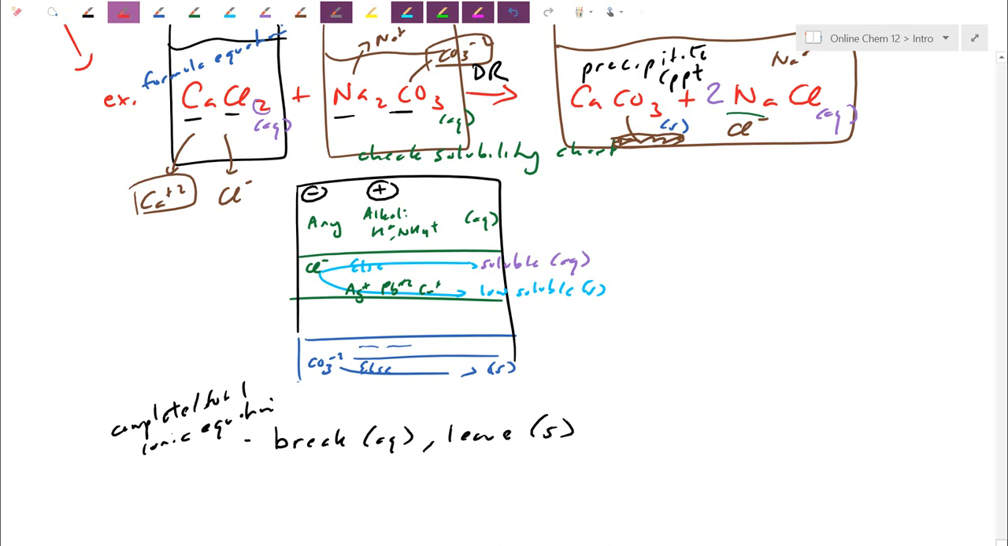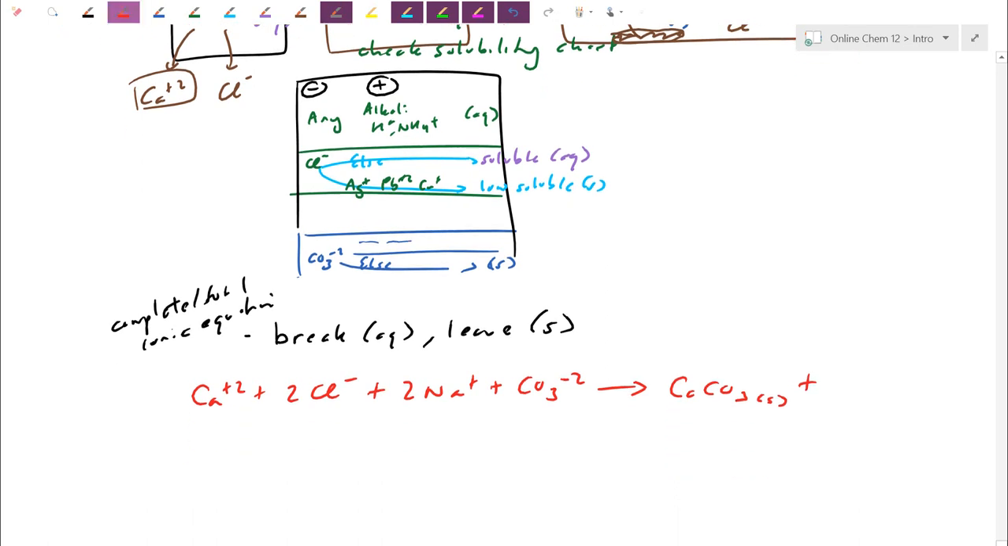So when I have calcium chloride as aqueous, that actually means Ca2+, 2 chlorides, 2 sodiums, carbonate. Those were all labeled aqueous, so I've dissociated them. The CaCO3 was solid, so I'm going to leave that alone. CaCO3 solid. The NaCl, which is labeled that way, but it is aqueous, this one here is going to be Na plus and Cl minus.